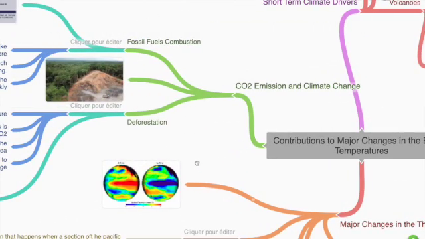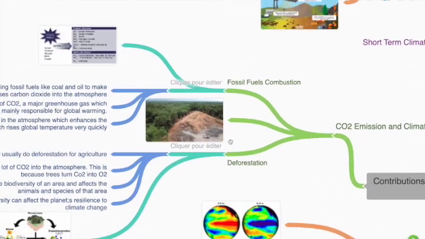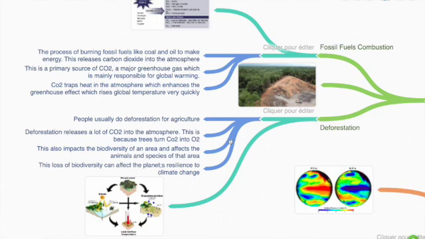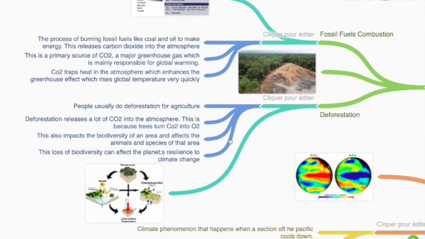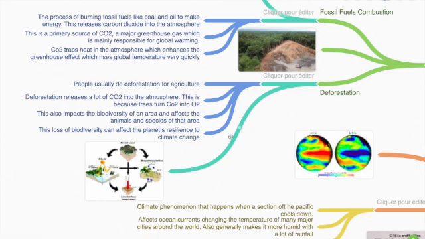The next major subtopic is CO2 emissions and climate change. To start off, we have deforestation. People usually do deforestation for agriculture. Deforestation releases a lot of CO2 into the atmosphere, and this is because trees turn CO2 into O2. This also impacts the biodiversity of an area and affects the animals and species of that area. And the loss of biodiversity can affect the planet's resilience to climate change.